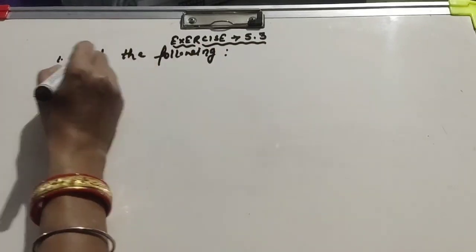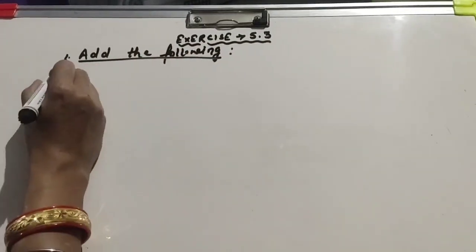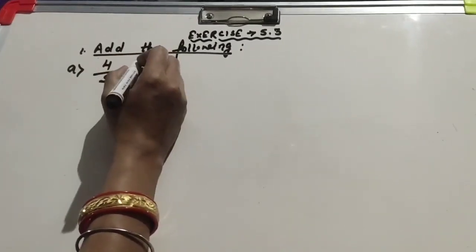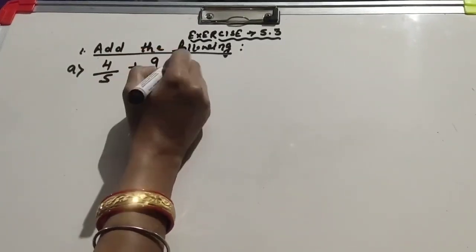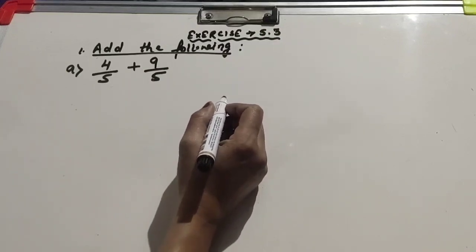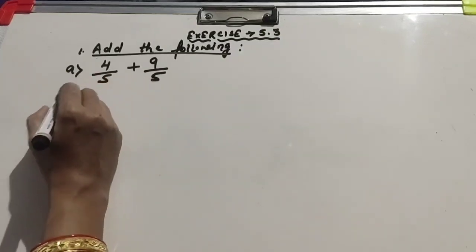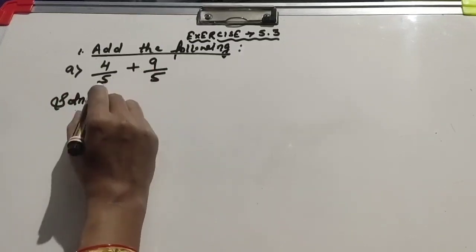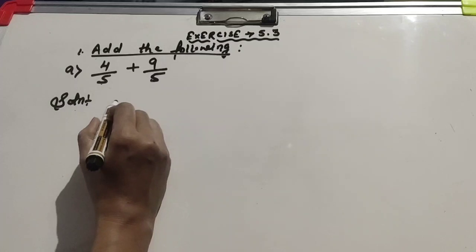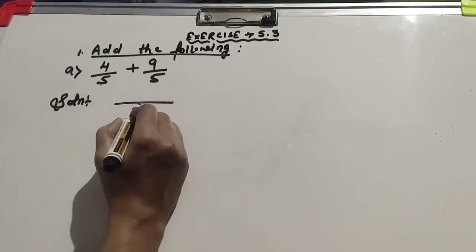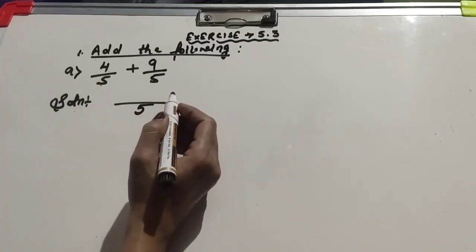Okay, first question. A number is given, 4 by 5 plus 9 by 5. Don't think that because it is given in fractions, it is very difficult. It's a very easy process. Simply you have to see first that the denominator is the same. If two denominators are the same, you just write 5 here because it is common, we will take one.